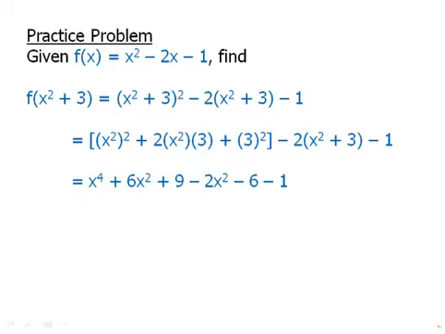Then we simplify all that. We get x to the fourth plus 6x squared plus 9. That results from squaring the first term. Then we distribute the negative 2. We get negative 2x squared minus 6 and then a minus 1. Collect all the like terms, and we get x to the fourth plus 4x squared plus 2. And that is the resultant expression from plugging in the expression x squared plus 3 into this function.